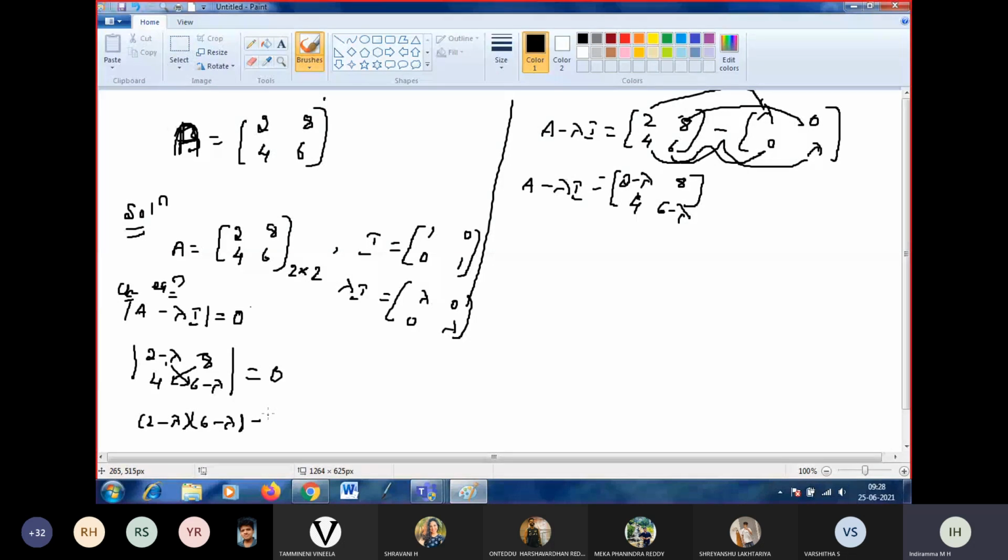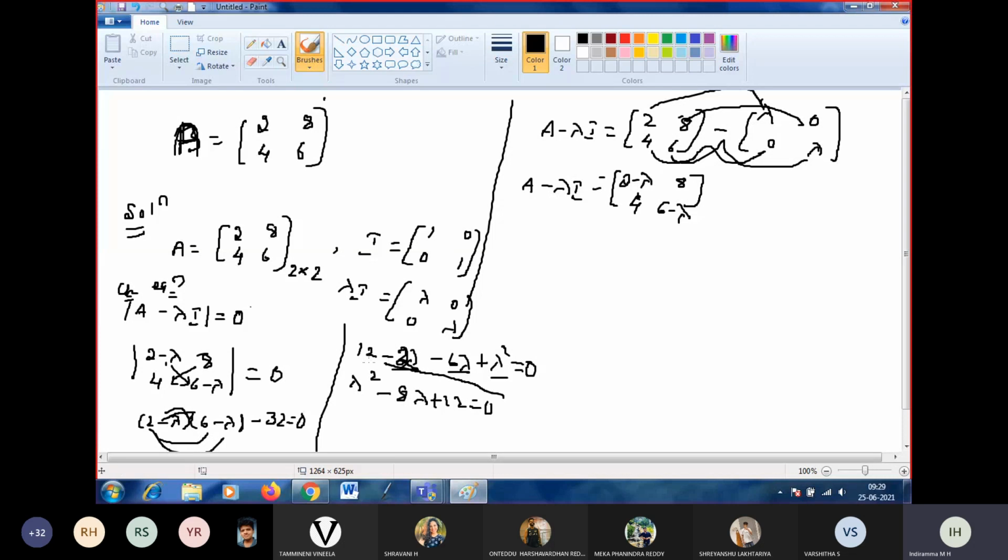Now multiply this. 2 sixes are 12. Then minus lambda into 2 is minus 2 lambda. Minus lambda into 6 is minus 6 lambda, plus lambda square, is equal to 0. Next I will write the higher degree term first, that is lambda square. Minus 6 lambda minus 2 lambda is minus 8 lambda, plus 12 is equal to 0.